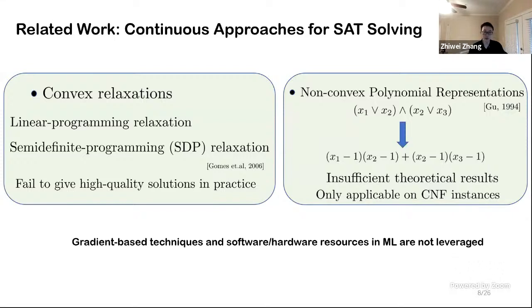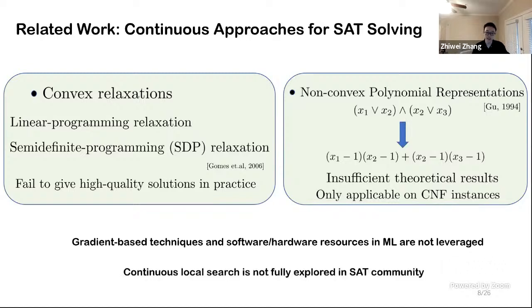One point that both of those directions are missing is the success of gradient-based techniques achieved in machine learning. And we believe that those advantages and new techniques are not fully leveraged in the SAT community. So we want to explore the potential of continuous local search.